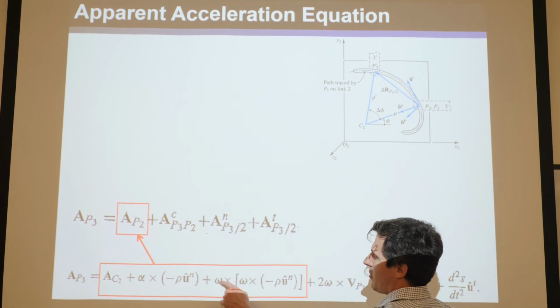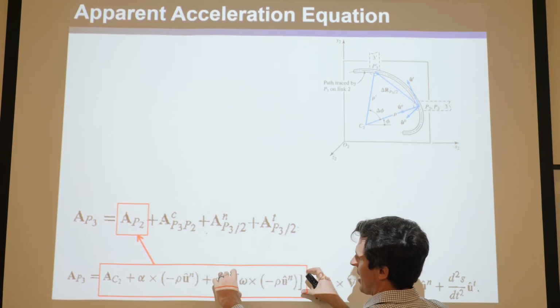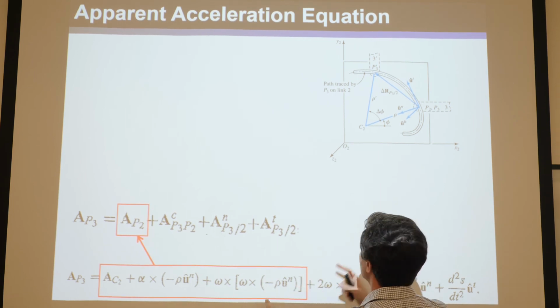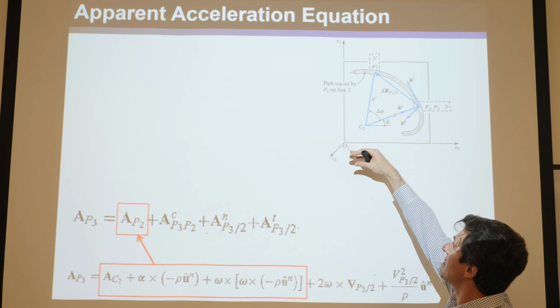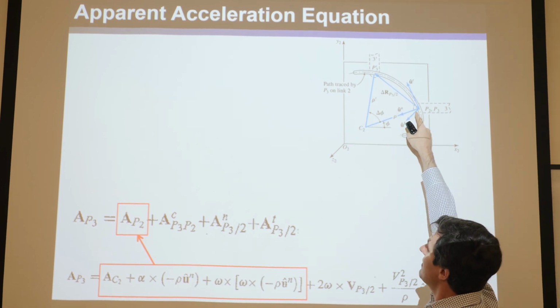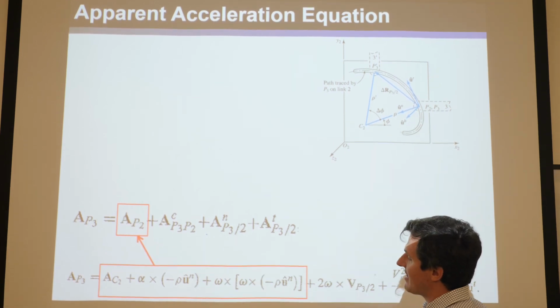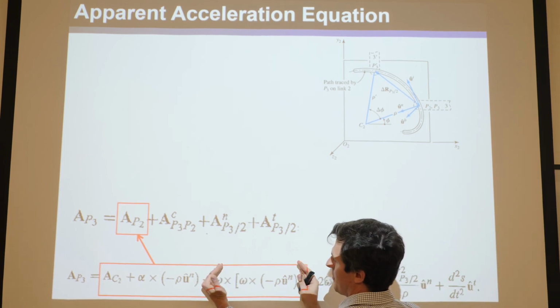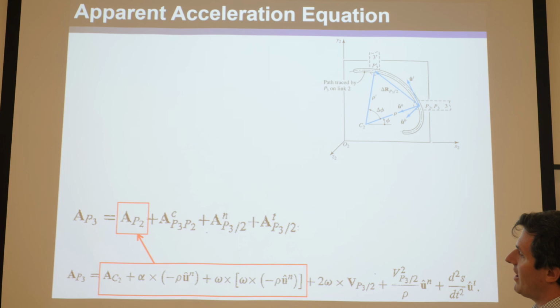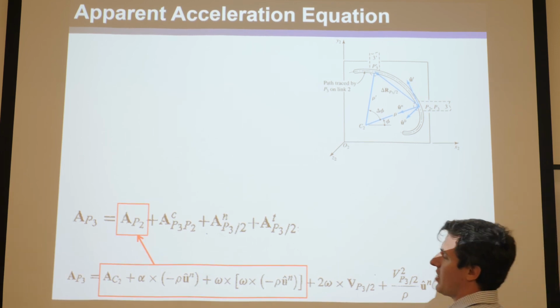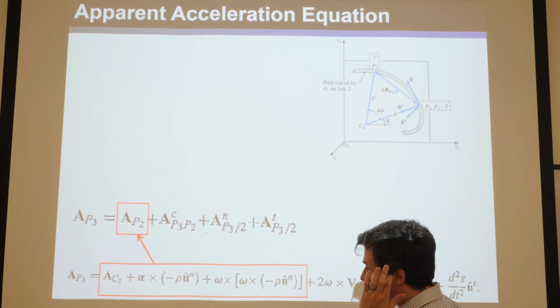And then check it out. We have omega cross, in brackets here, omega cross the same vector. So we have an omega, which of course is the angular velocity of link 2, cross the vector that points there, and then take omega cross that. And this is obviously the centripetal acceleration component of the acceleration difference equation.